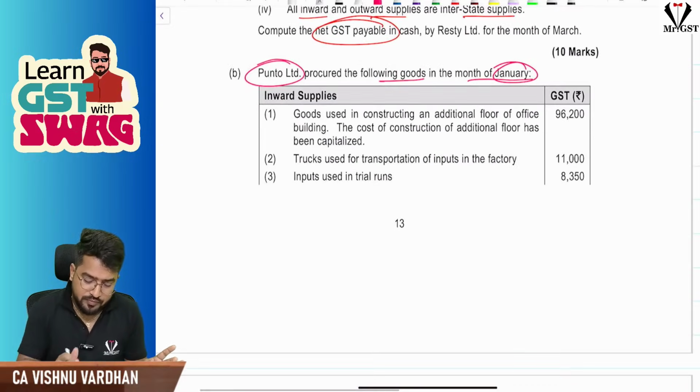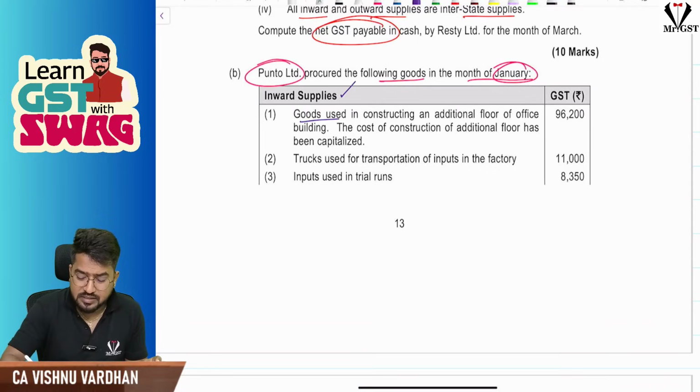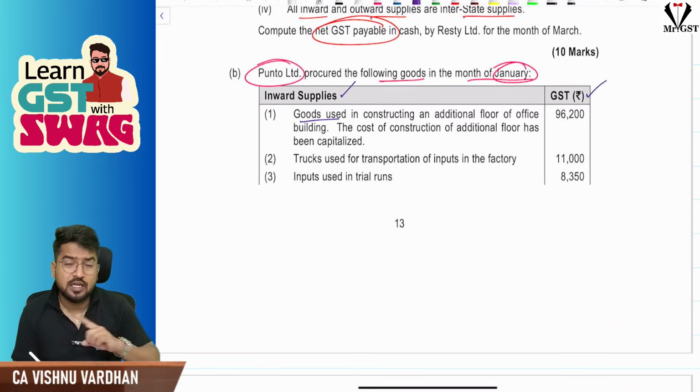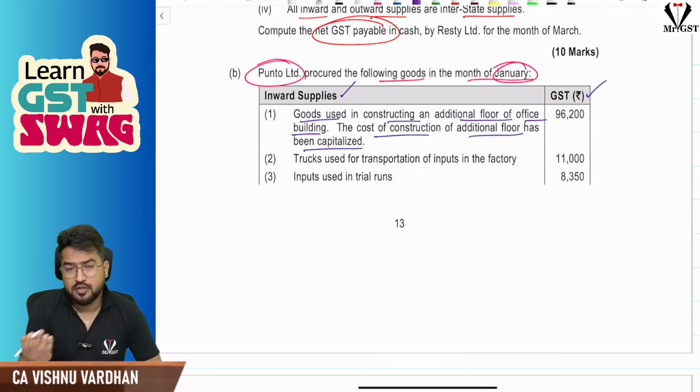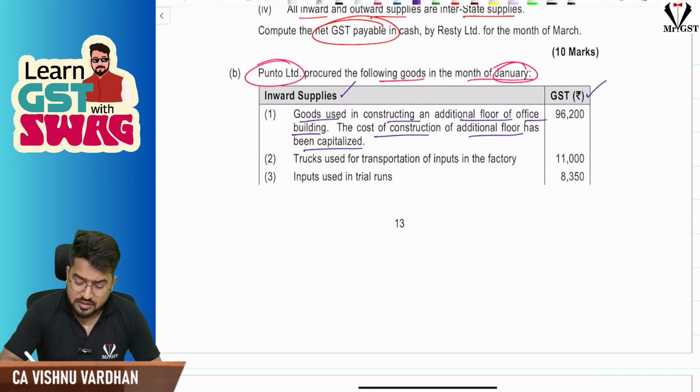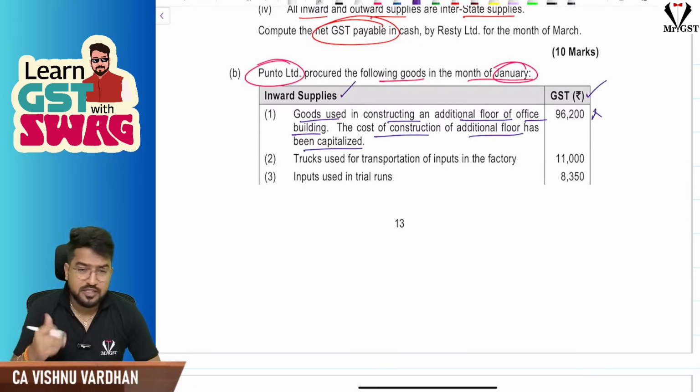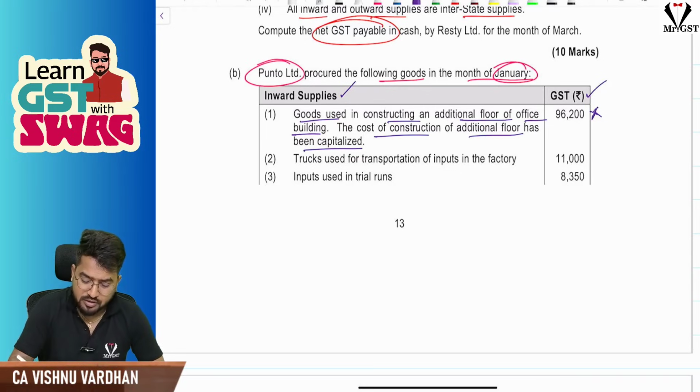Super, okay. What is the first one? Again, I repeat, here they gave purchases and the outer column is GST. On that, you should not apply any GST rates. Please be careful here. Goods used in constructing an additional floor of an office building. The cost of construction of the additional floor has been capitalized. And obviously, only if it is revenue expenditure can you take ITC. Here it is capitalized, so no ITC. Blocked under Section 17 subsection 5.